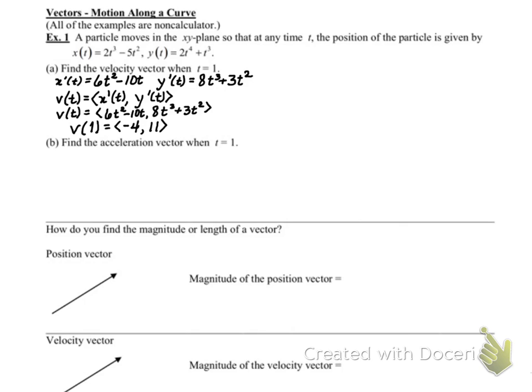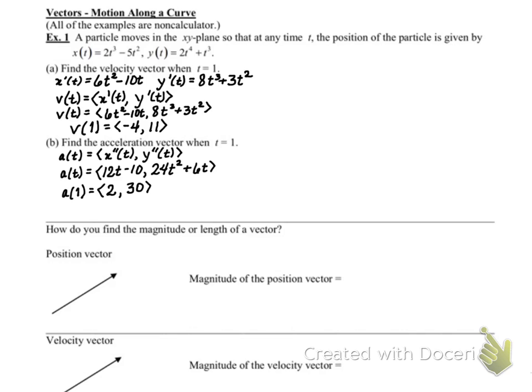Now find the acceleration vector. Remember to define acceleration as the second derivative of x with respect to t and the second derivative of y with respect to t before you actually find the value. And voila!